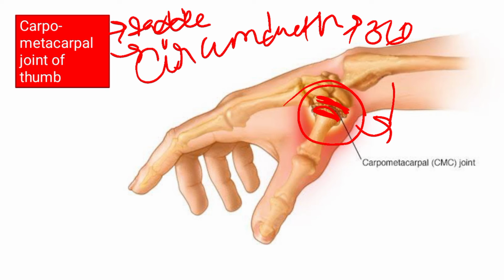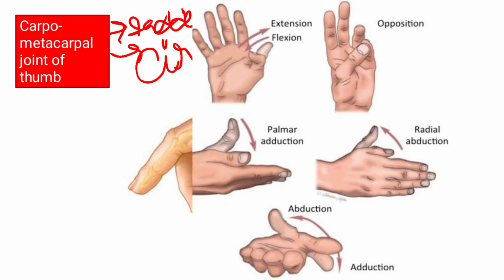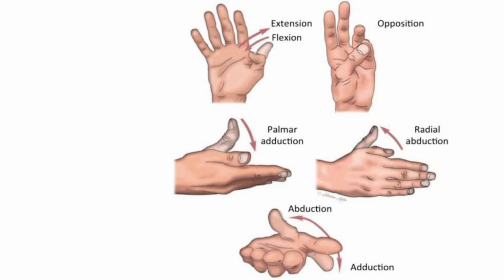Now let's see the main movements of this joint. This is the extension, when it goes outward. Also this is the opposition. This is the adduction, when it comes toward the joint, and when it goes away it's abduction. So, radial abduction.